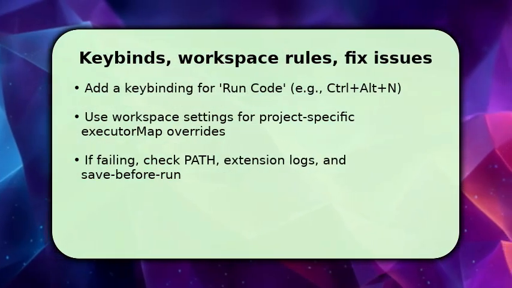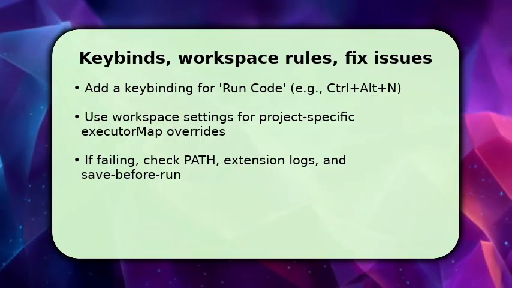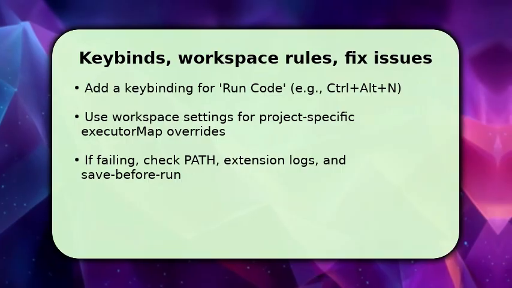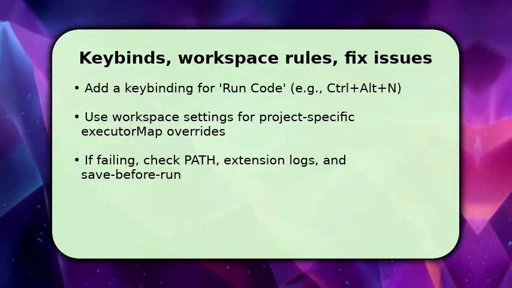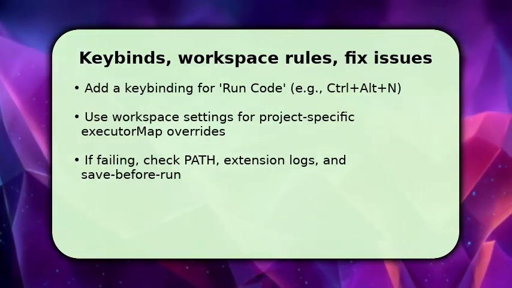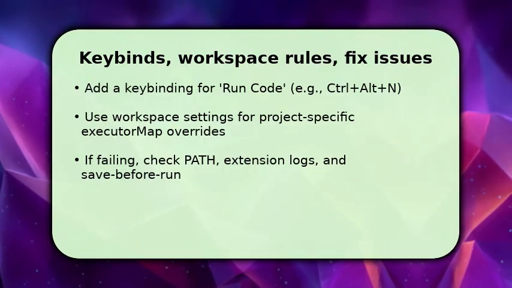Finally, create or modify a key binding to run code quickly. For example, bind Ctrl+Alt+N to the Code Runner command so you can iterate faster. Use workspace settings when a project needs a custom executor map or specific environment variables. That keeps global settings clean.